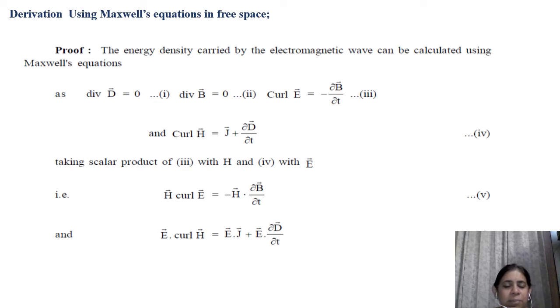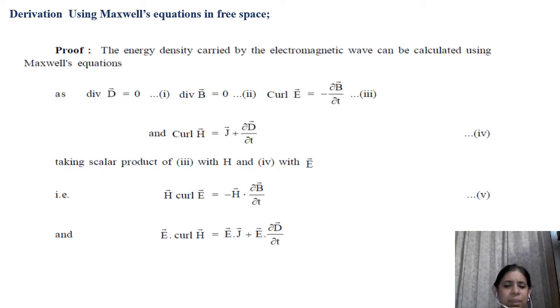So we write Maxwell equations in free space. Here we assume there are no charges, so divergence D is equal to 0 instead of rho. Divergence B is equal to 0, Maxwell's second equation. Curl E is equal to minus del B by del T. Curl H is equal to J plus del D by del T. That is Ampere's circuital law.